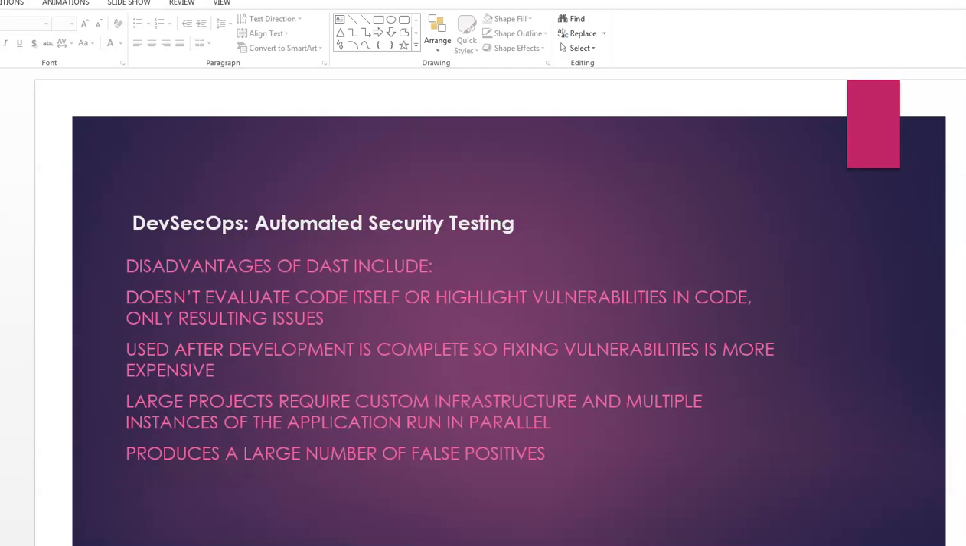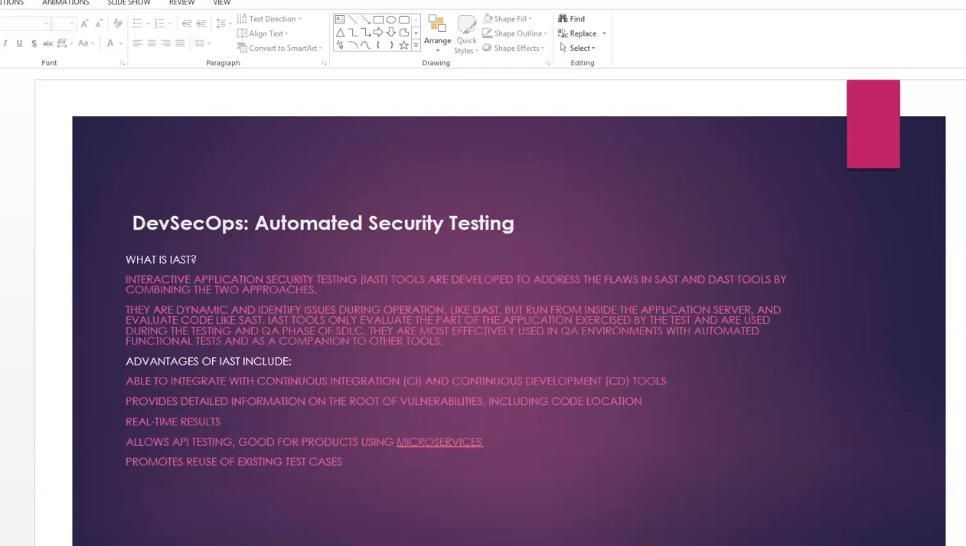DAST evaluates the code itself, so the vulnerabilities found in the code only show up as issues once development is complete, so fixing the vulnerability is very expensive. When we adopt DAST, it's very expensive. Similarly, SAST, which I discussed previously, is cheaper compared to DAST. The third model is IAST, interactive application security testing.